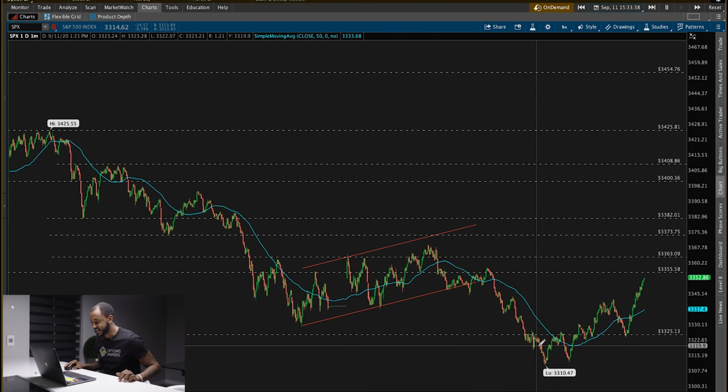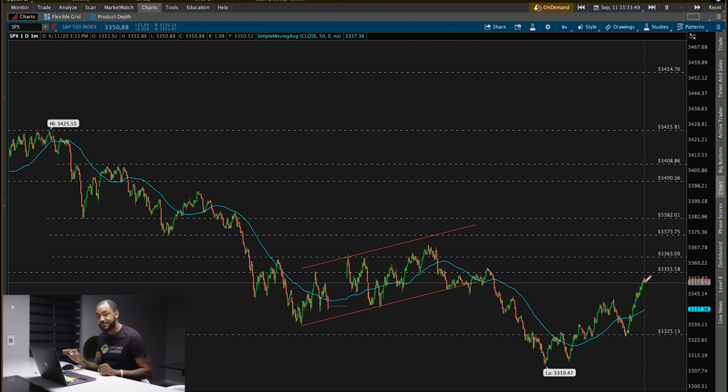All right, and then you'll see at the end of the move, probably around 1:30 or so, look what happened. Look what the buyers did. They got it back over the 50-day moving average. And before you know it, it's off to the races, back to the upside. Pay attention to your 50-day moving average, especially and specifically on the 1-day, 1-minute chart.